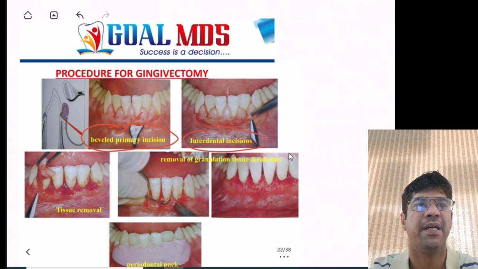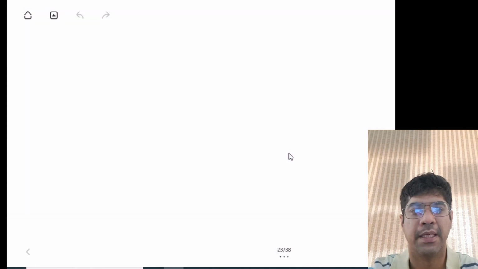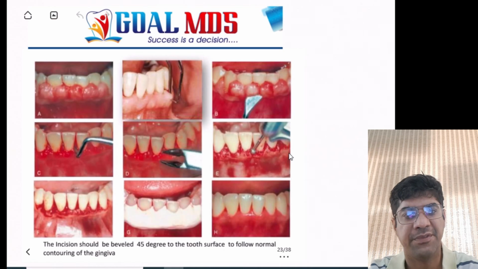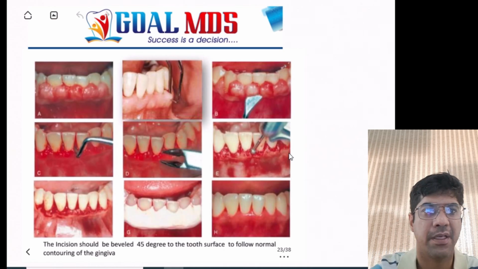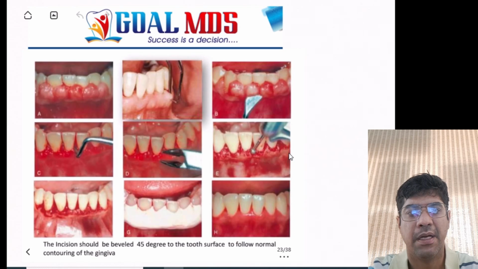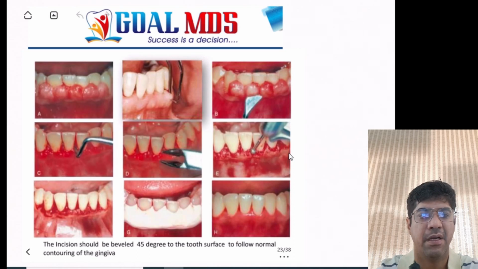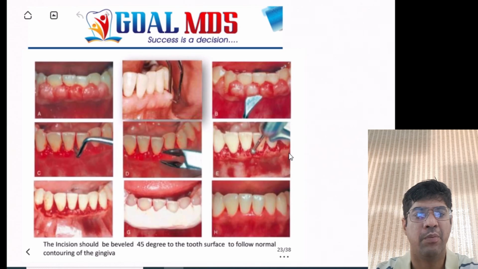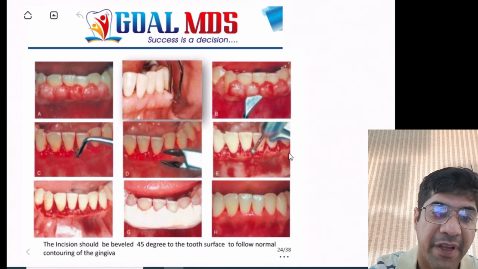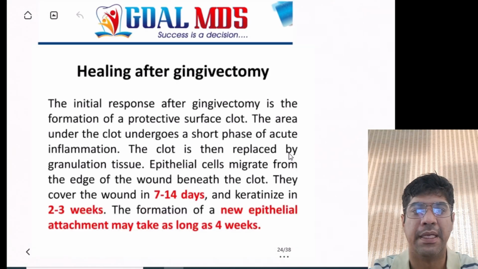These ones show the primary beveled incision, the interdental incisions, tissue removal afterwards, removal of the granulation tissue, and afterwards the periodontal pack that is given. In the first few days the patient might experience mild discomfort, swelling, and some bleeding. The swelling and discomfort typically start to decrease during 3 to 7 days. The gum tissue begins to heal, and pinkish granulation tissue is formed over 1 to 2 weeks. It is important to maintain good oral hygiene during this phase to prevent infection and promote healing.